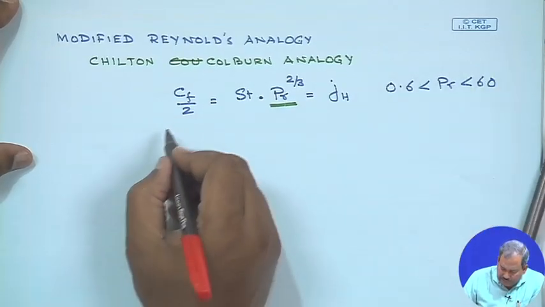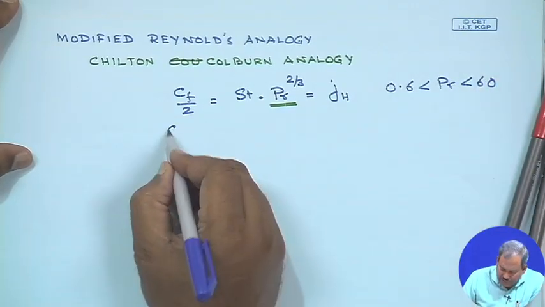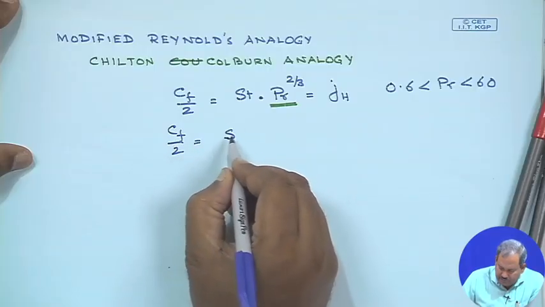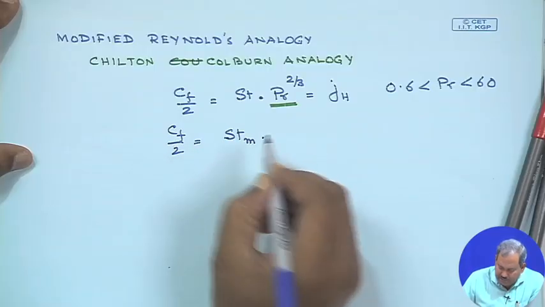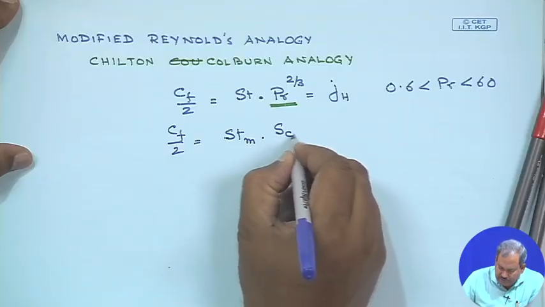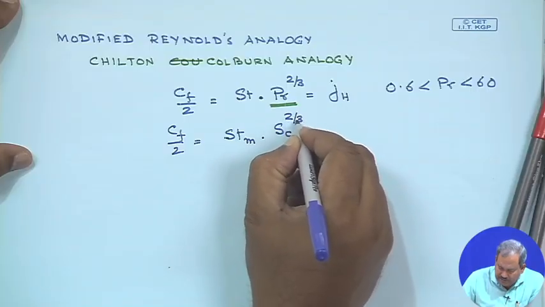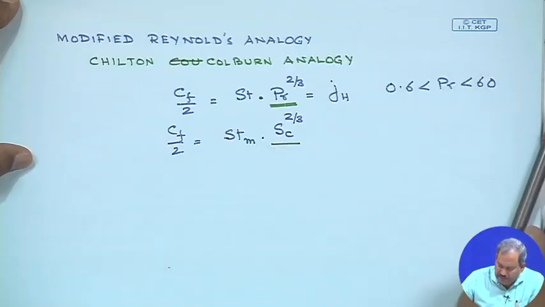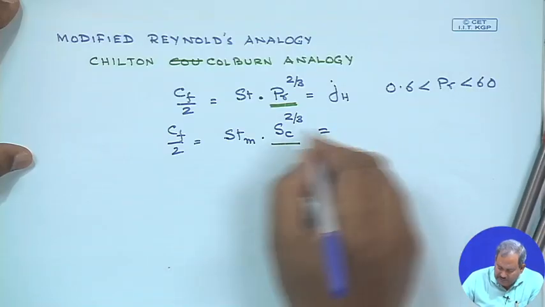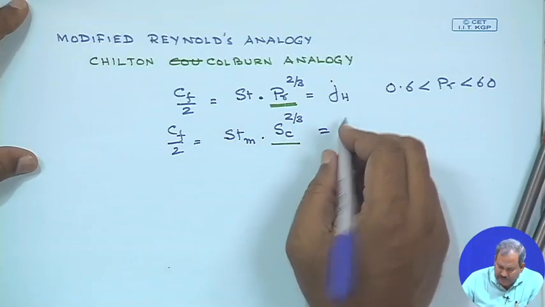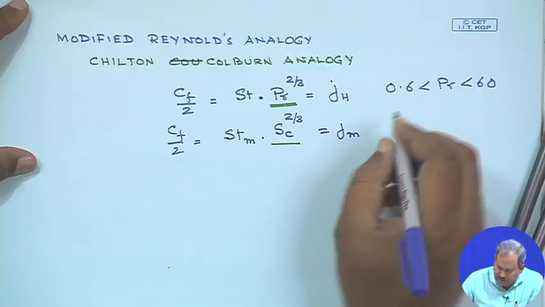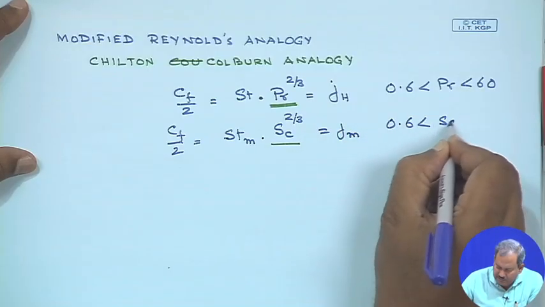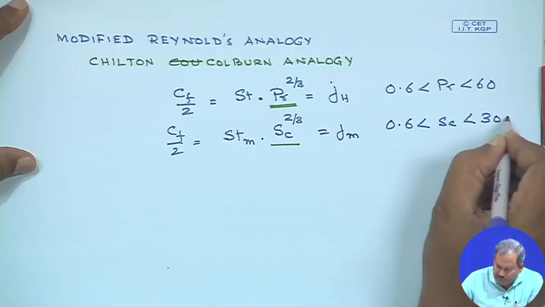And for the case of mass transfer, it is going to be Cf by 2 is equal to Stanton number based on mass and a Schmidt number correction factor, exactly the same way as the case of Prandtl number is added, and this product is called Jm, and it extends the value of Schmidt number from 0.6 to 300.